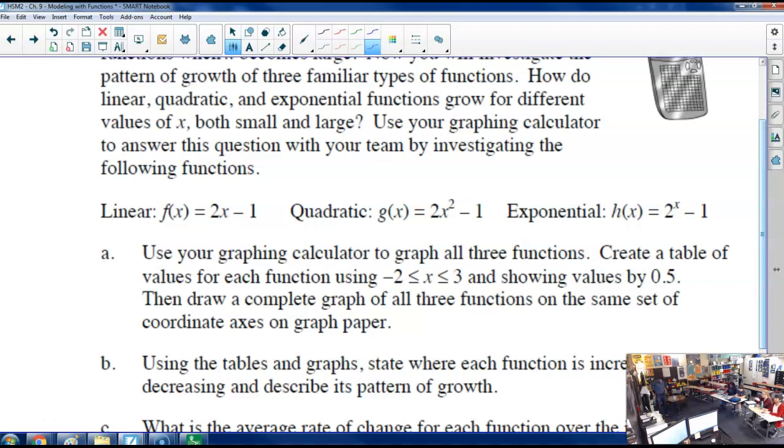Go into y equals. Should be where you are.